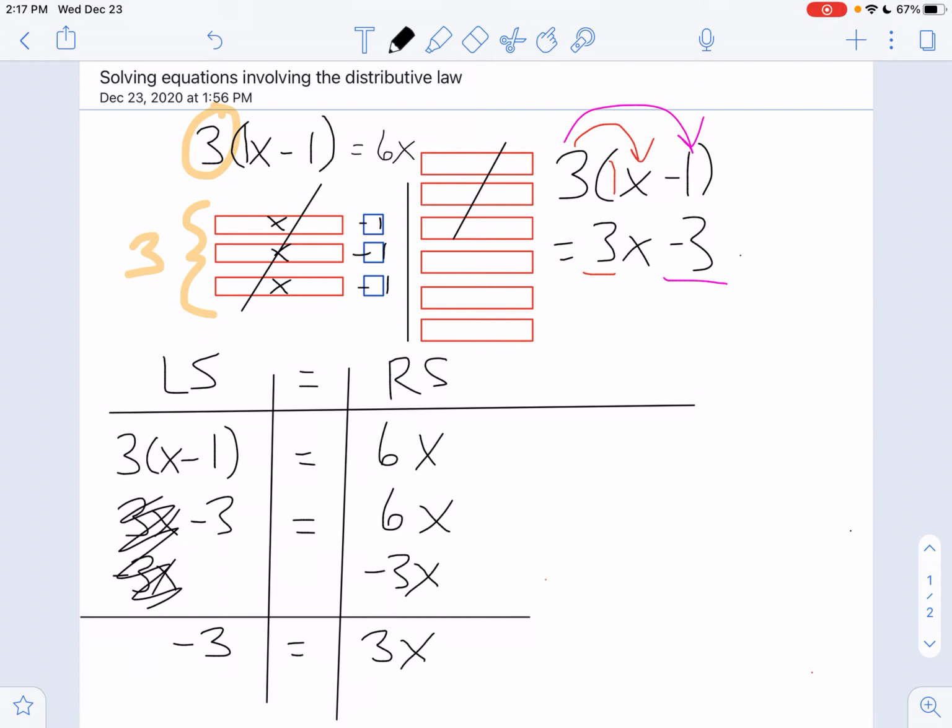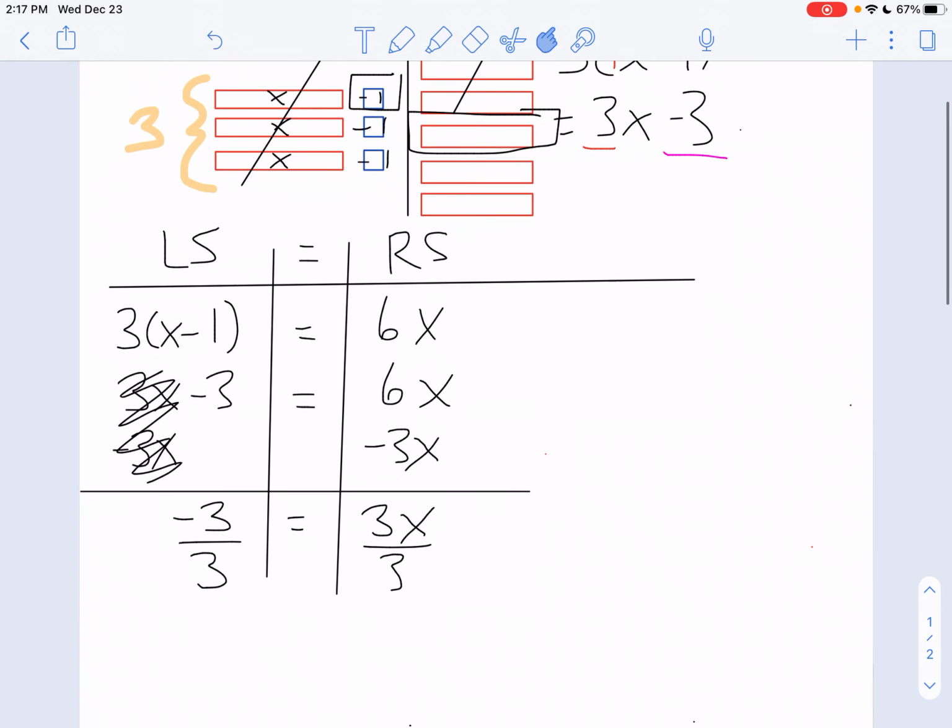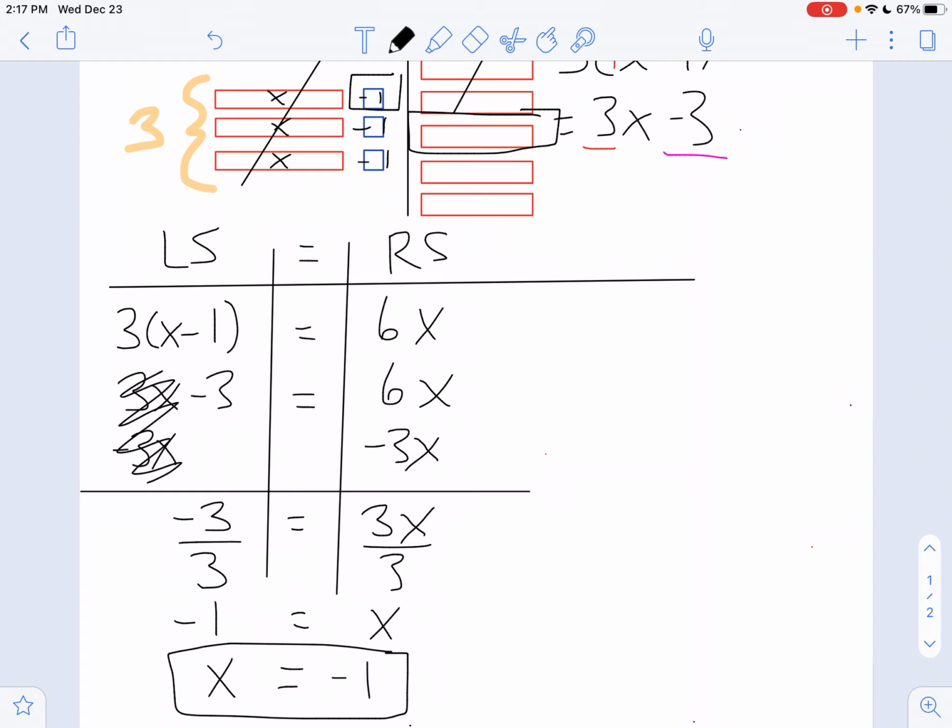And then my last step is to figure out how many little blue guys each of the x's on the right hand side get. So we can see that we have to divide by 3 groups because there's 3 x tiles. So we're going to divide both sides by 3. And if we do this, we end up with every x, 1x, getting 1 little blue tile. And what that means is that we have -1 equals x. Or if we want to write it the other way around, x equals -1 is our final answer.